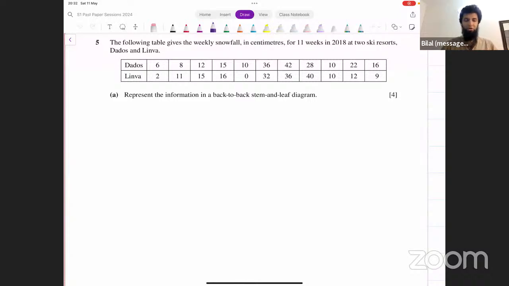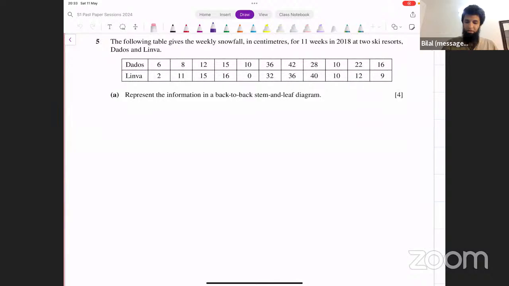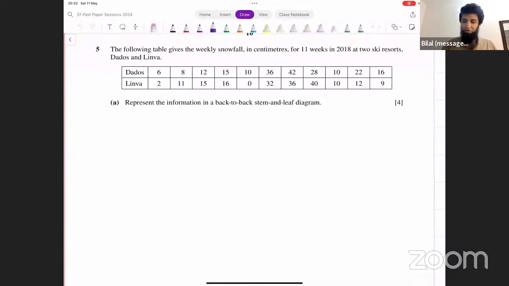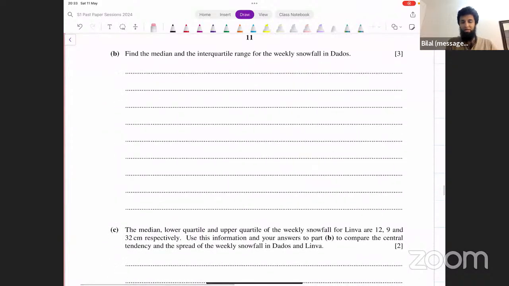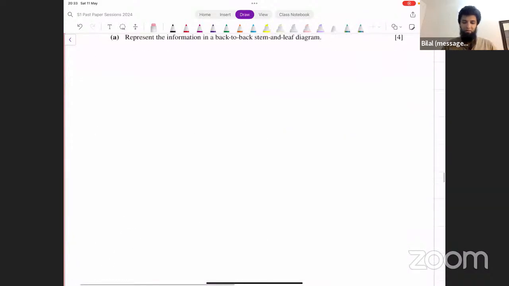How to draw a stem and leaf diagram. It's a very easy part, but it's very easy to lose marks in this as well, because they deduct marks for very simple things, very small things. Okay. So let's actually do this. How do you draw the stem and leaf diagram? And then also there's a specific way to find interquartile range. I'll also explain that while I do this.